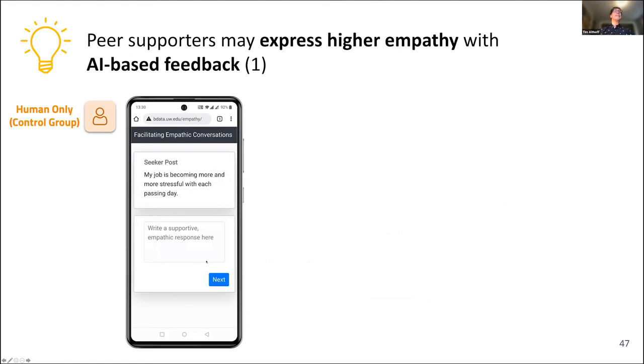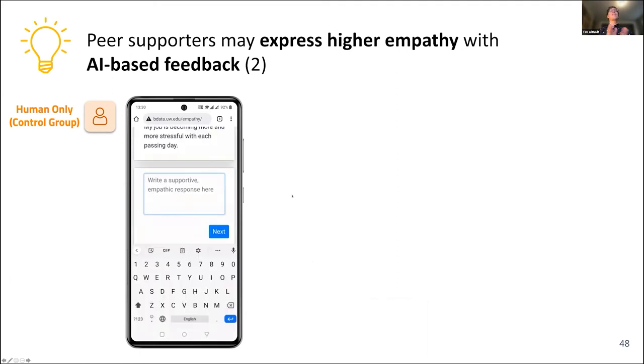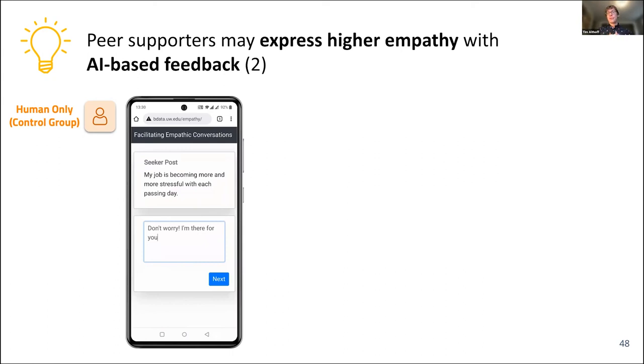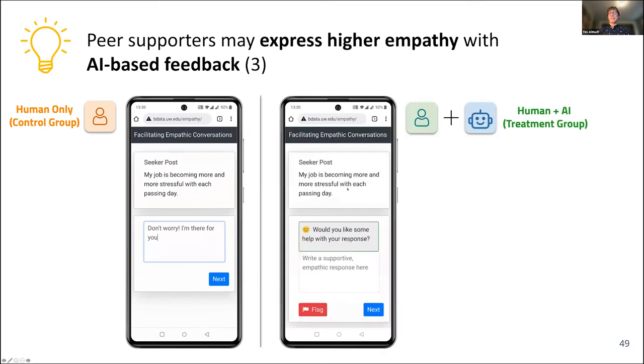So this is basically how the system works in the control group without feedback. And I think this is often telling. We ask people to perform these really hard tasks, but all we give them is an empty chat box. And that's exactly what we see here. So for instance, somebody could now write out a response. I'm not well-trained in empathy, so I might say something like, don't worry, I'm there for you. There's definitely worse responses, no question, but this don't worry part is an aspect that can easily come across as invalidating because the person clearly is worrying and is writing on this platform.